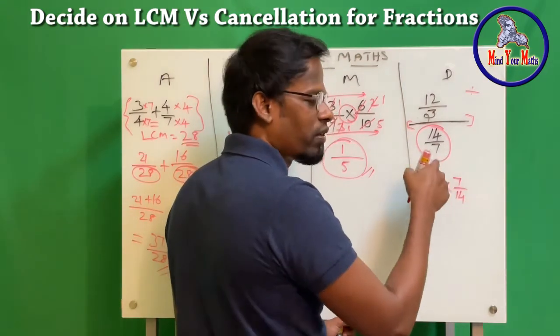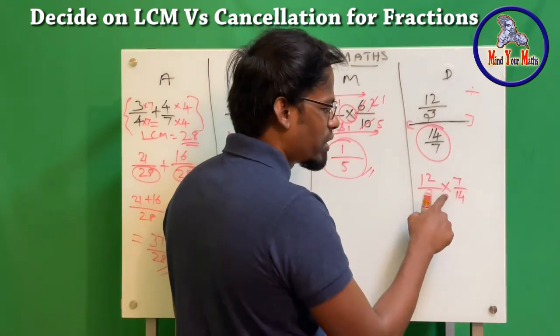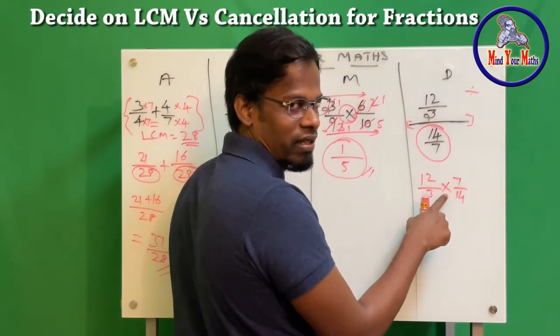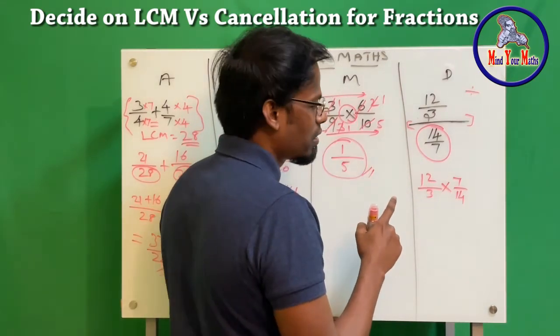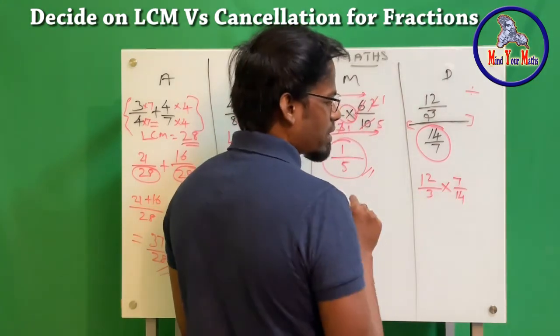Just putting it in reverse, but instead of division it will change to multiplication, right? So this is very, very important. You don't get confused, right? Okay, so now let's cancel.